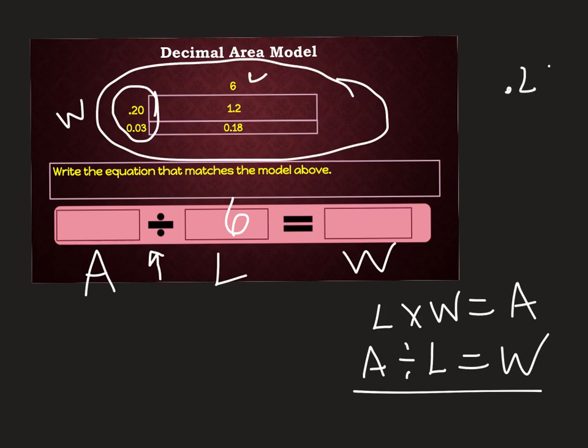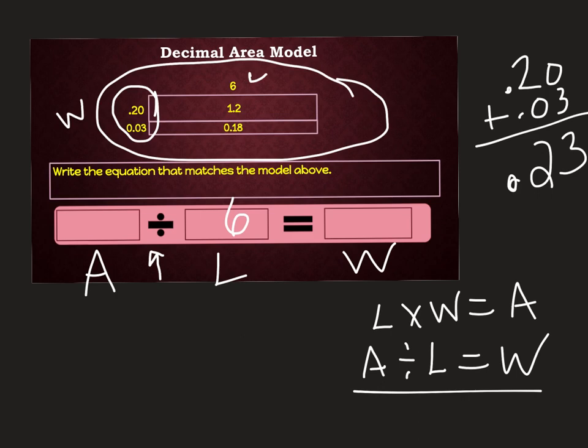So if I add 20 hundredths, or 2/10, then I put my decimal and add 0.3. I'm going to end up with 3, 2 plus 0 is 2, so 23 hundredths. That's what my width is, 23 hundredths. So really all I have left to do is figure out my area.